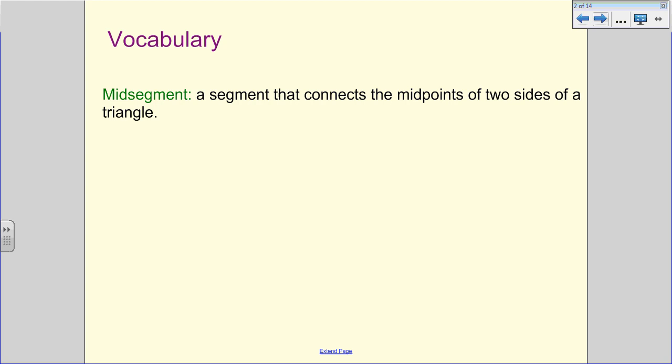Alright, so the vocabulary that we have is just mid-segment. So the mid-segment of a triangle is the segment that connects the midpoints of two sides of a triangle. And so if we draw a triangle, the midpoint is the middle of the side, which means we create two congruent segments.